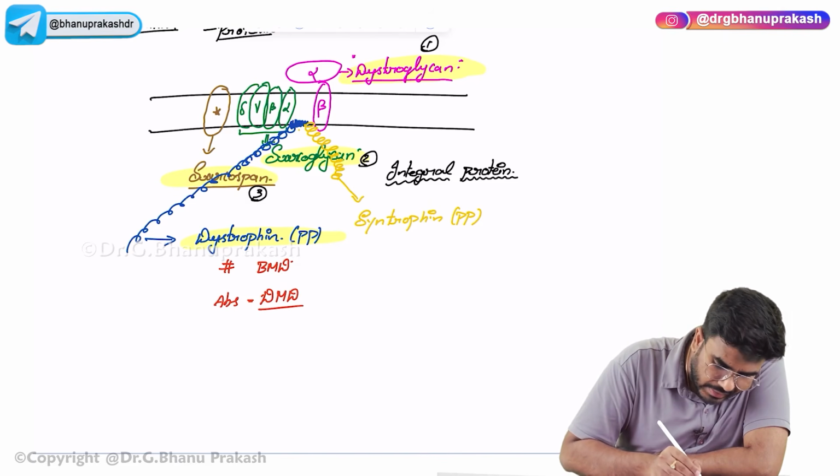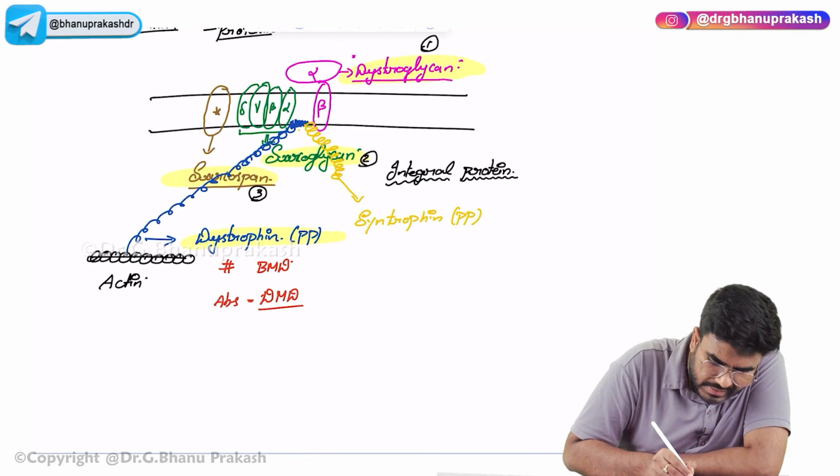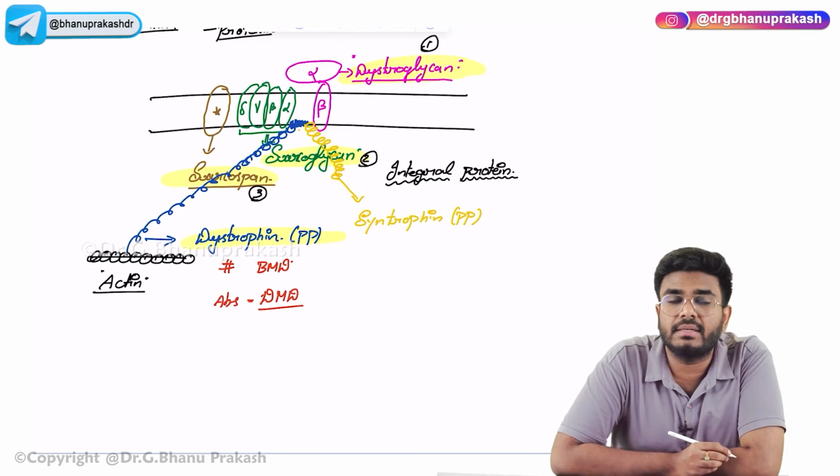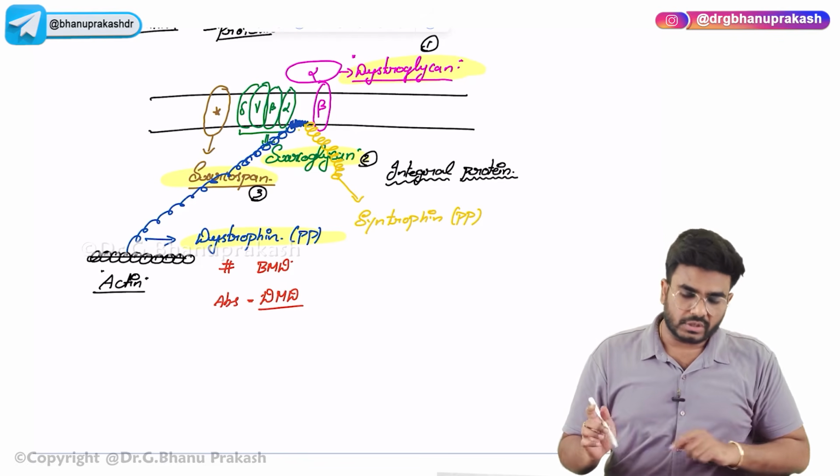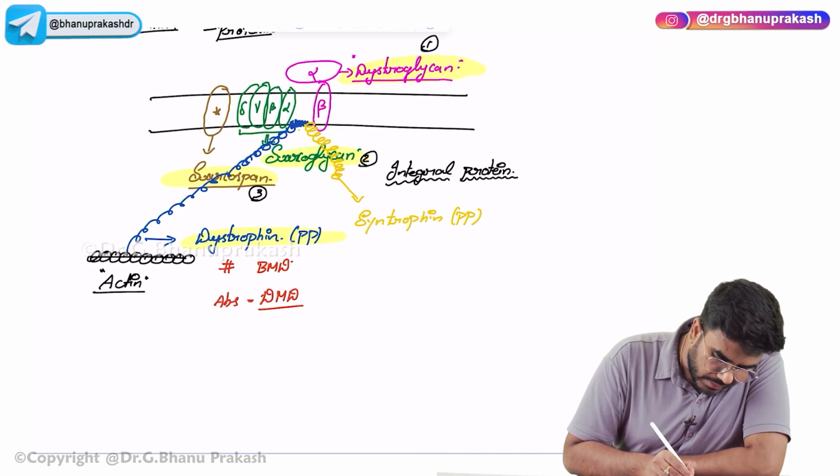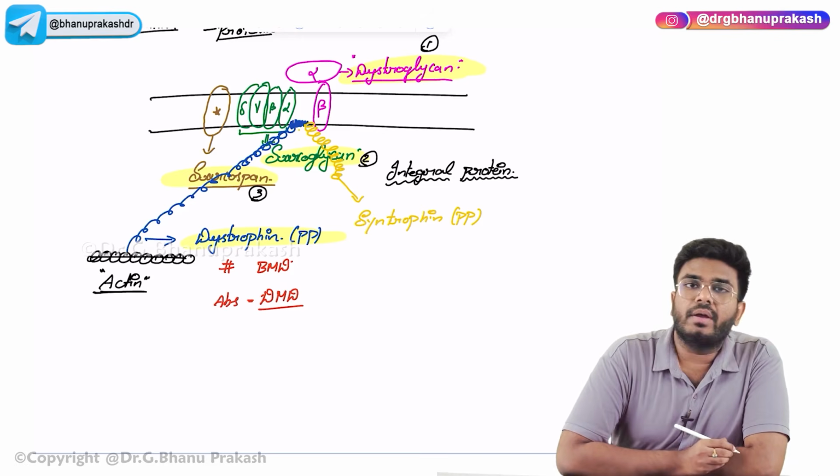So this dystrophin intracellularly is attached with which filaments? This is actin. This is cytoskeletal actin. This is not the actin which is involved in the muscle contraction. No, not that actin. So there is a protein called dystrophin.